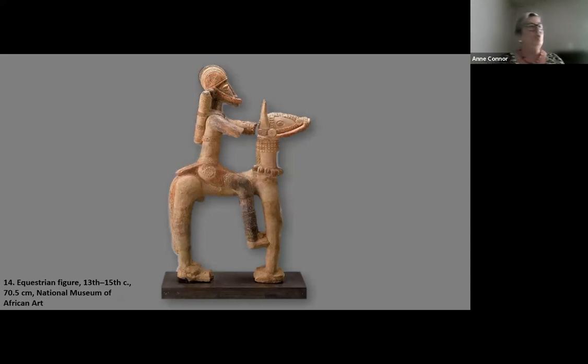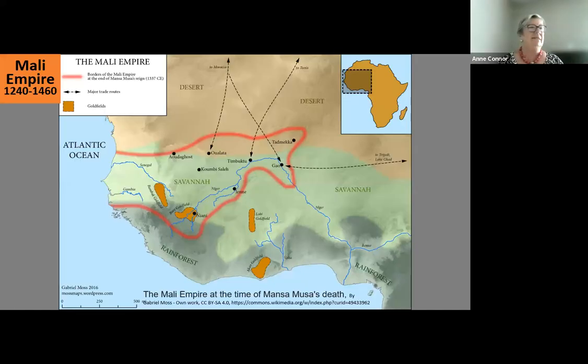So the first real big empire is the Mali Empire. Ghana Empire was big, but wasn't as sophisticated. But the Mali Empire is quite interesting. It evolved, but ended up taking that whole region circled in red.